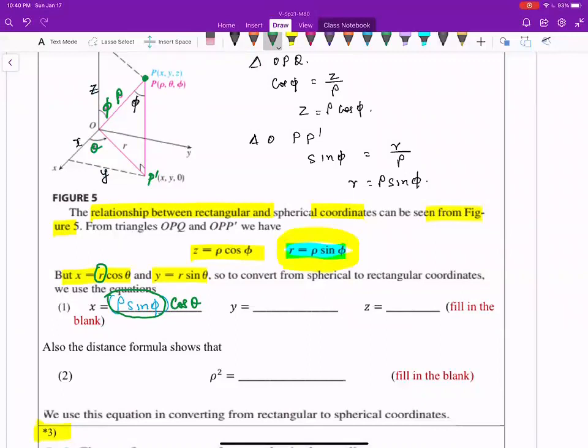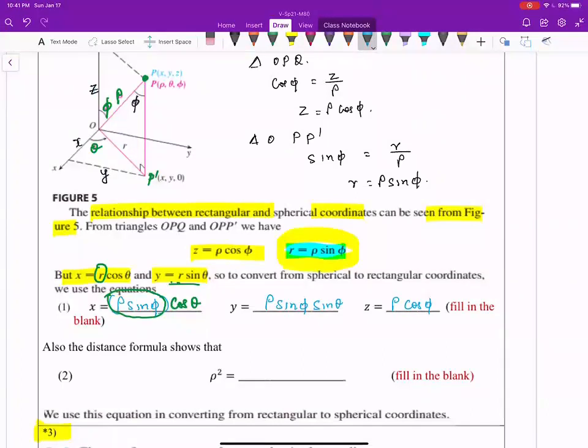So x equal to rho sine phi cosine theta. What is y? y equal to r sine theta. But what is r? r is rho sine phi. So it is rho sine phi sine theta. What is z, which we already mentioned? Rho cosine phi. So in order to convert from spherical to rectangular coordinates, you would use x equal to rho sine phi cosine theta, y equal to rho sine phi sine theta, and z equal to rho cosine phi.